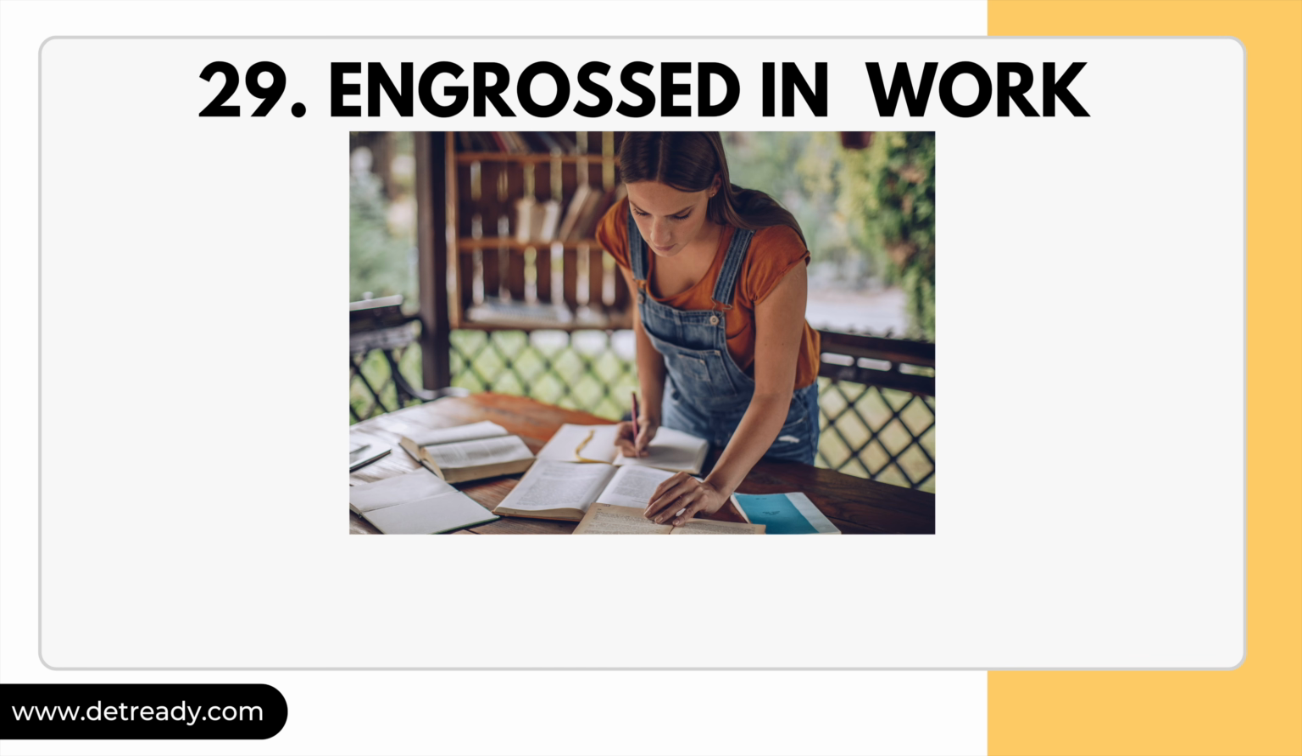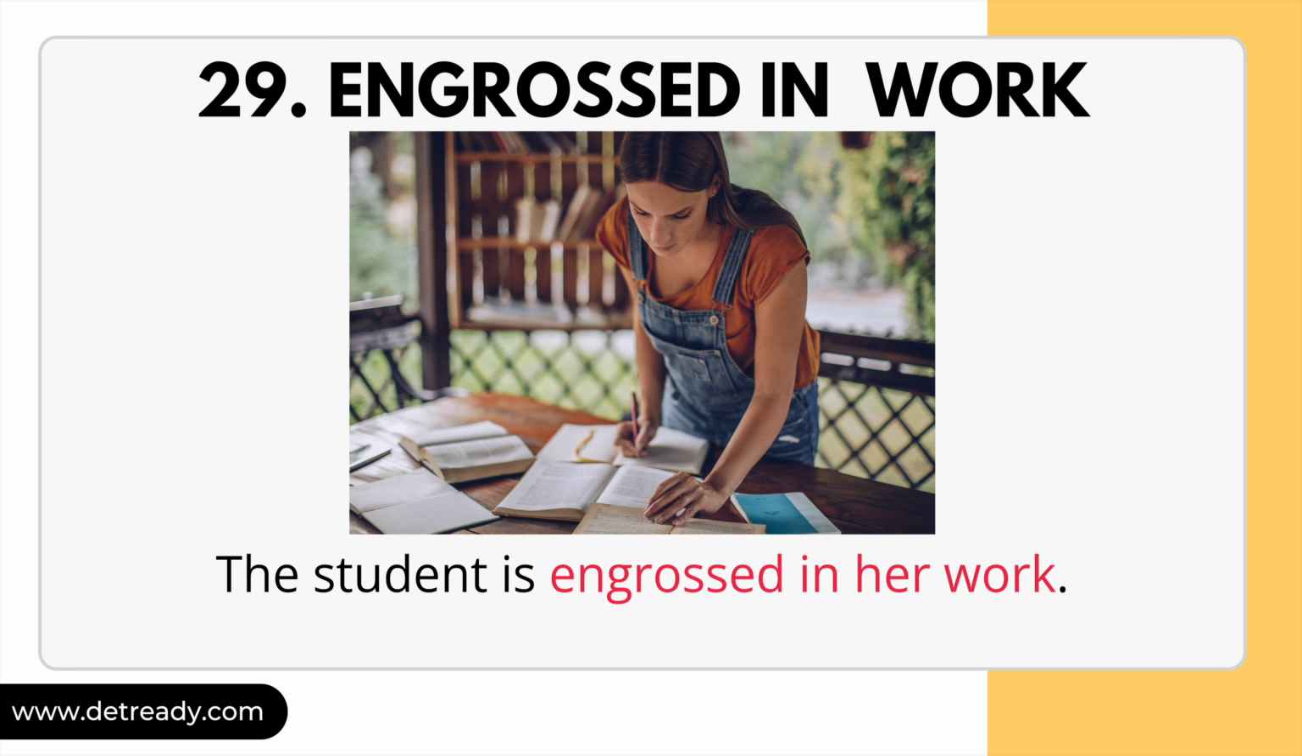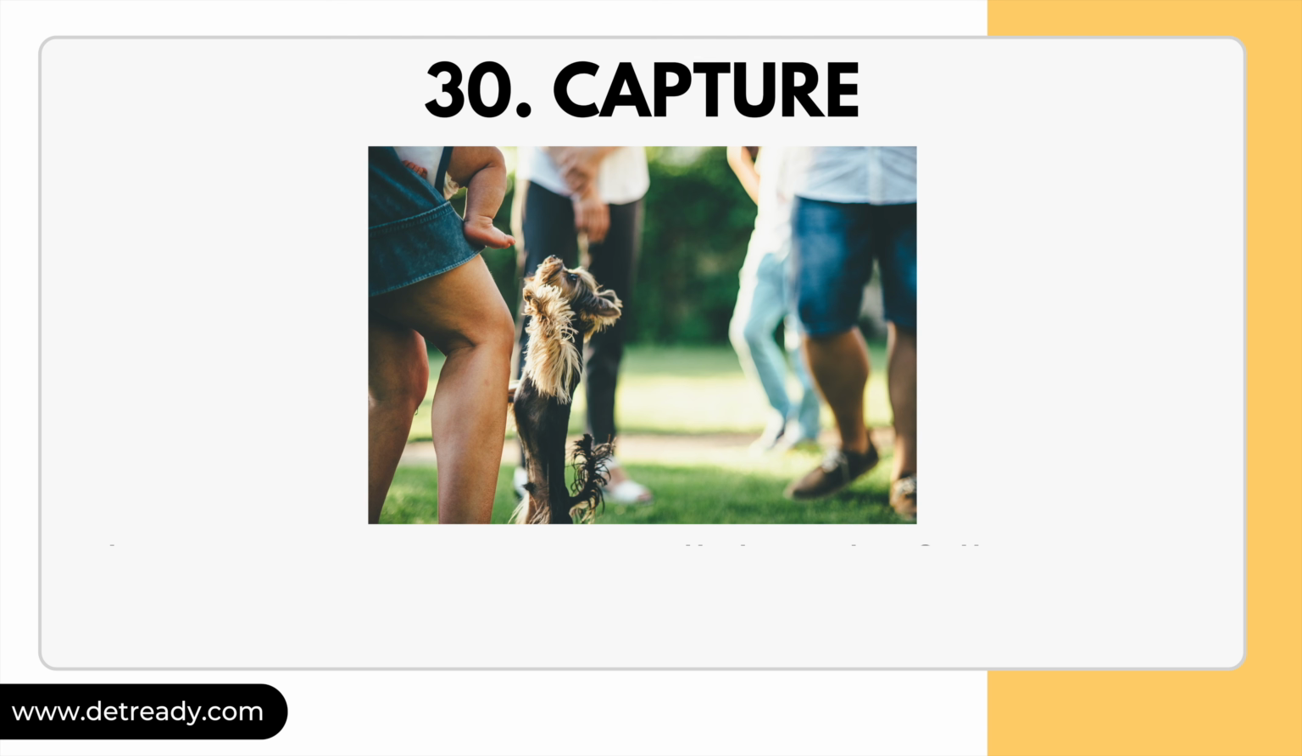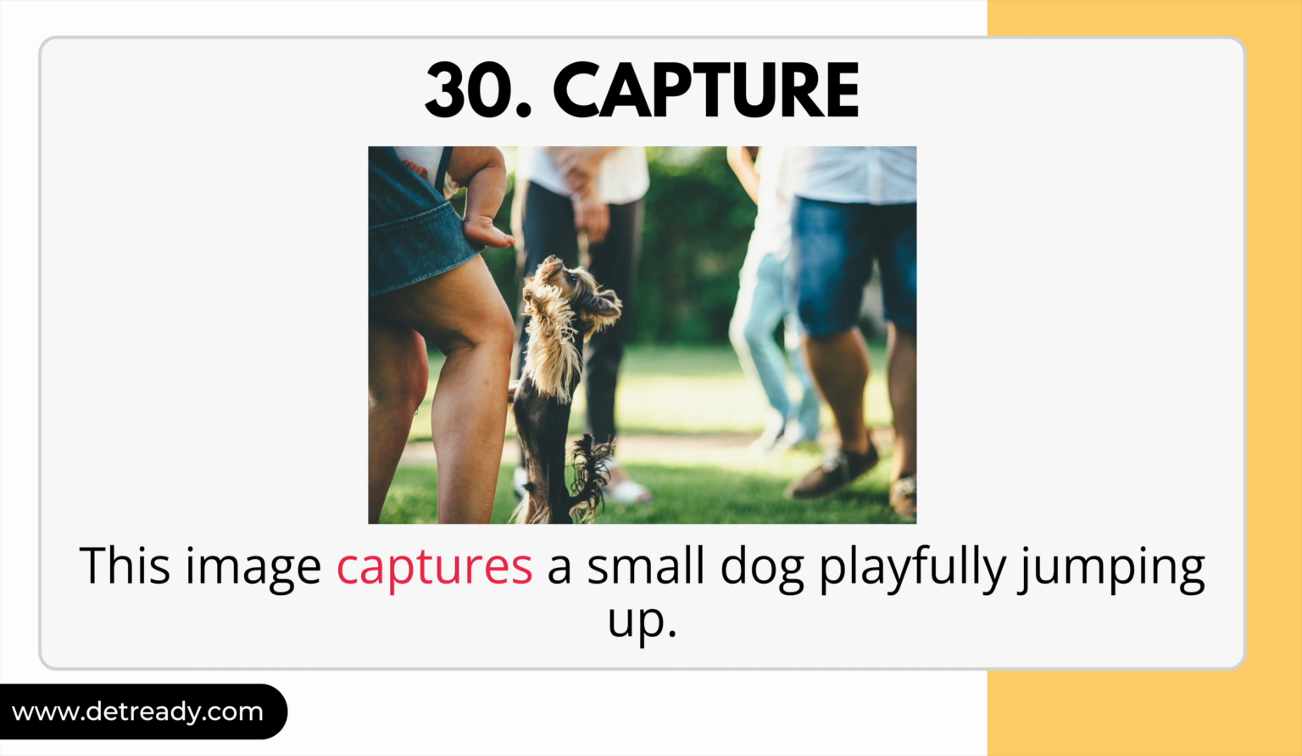Okay, number 29, engrossed in work. You use this when someone is fully concentrating in what they're doing. You can use this for a student who's studying or just an office worker who's busy and concentrating on their work. For example, in this image, I presume that she is a student, so I'm going to say the student is engrossed in her work. And finally, we have the verb capture. This is a great word you can use for photos that represent a key moment. Normally, this will be used to describe actions, just like in this image here. This image captures a small dog playfully jumping up.